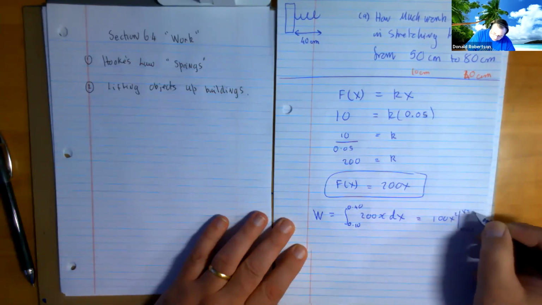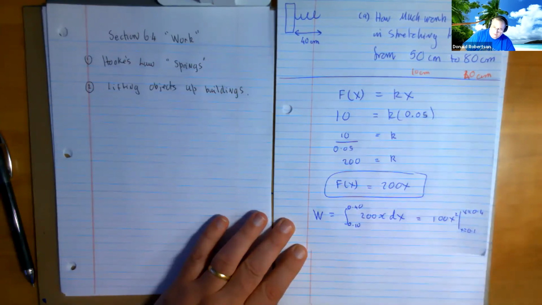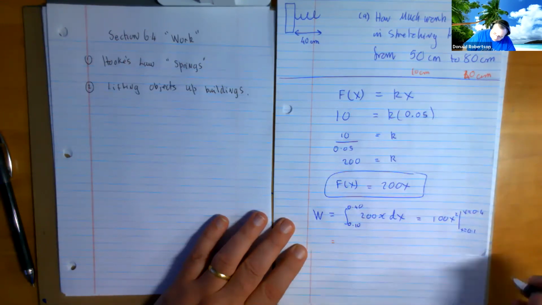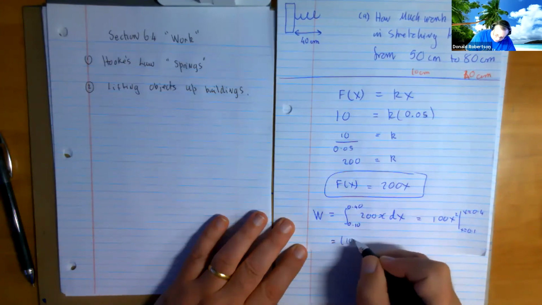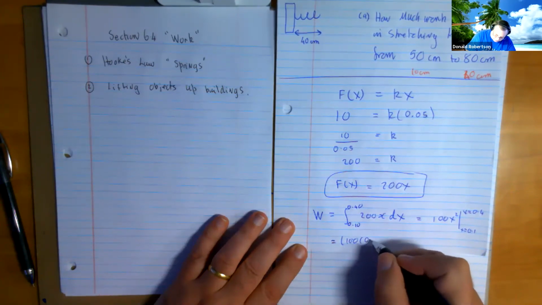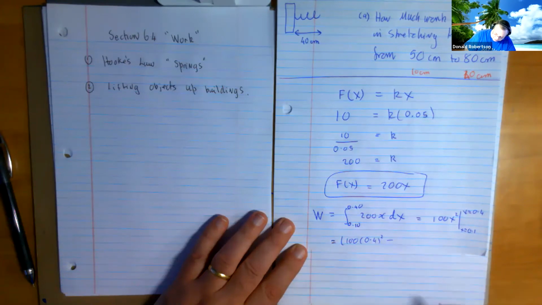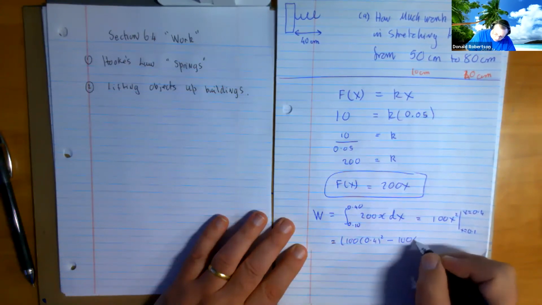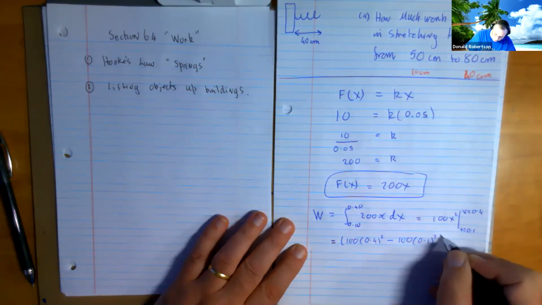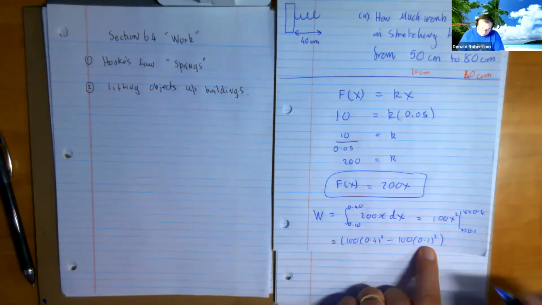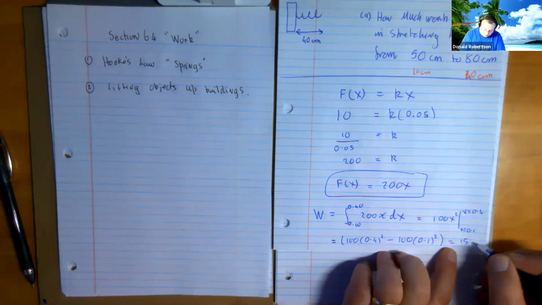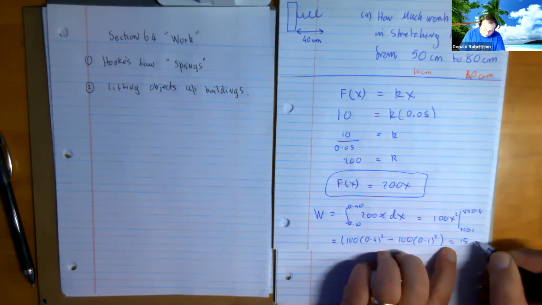evaluated at those 2 points. What does that look like? It looks like 100 times 0.4 squared, take away 100 times 0.1 squared. That's 16, that's 1, so the answer is 15 joules.